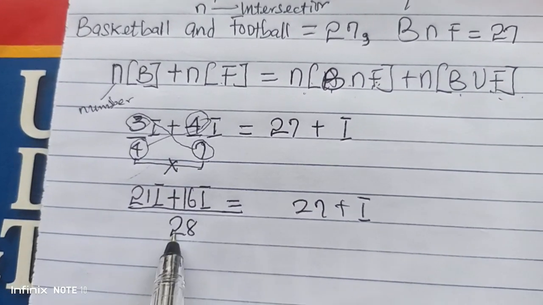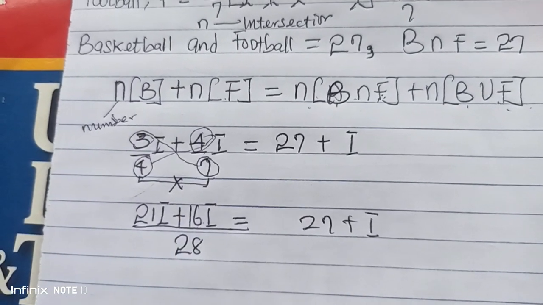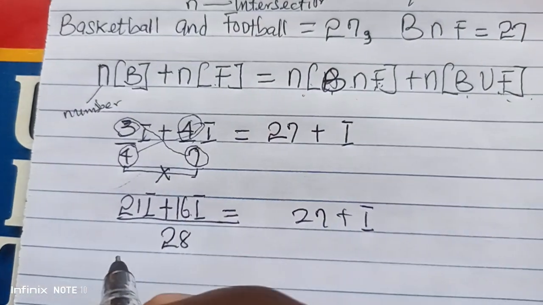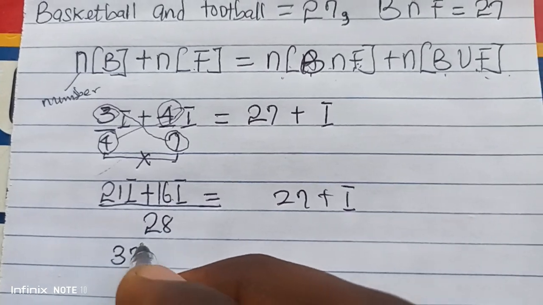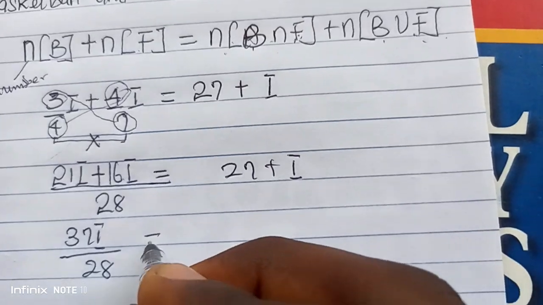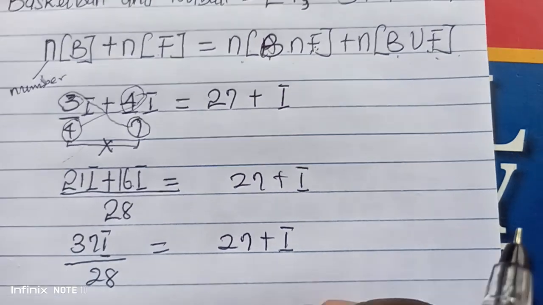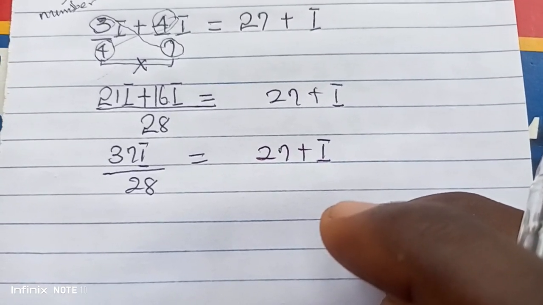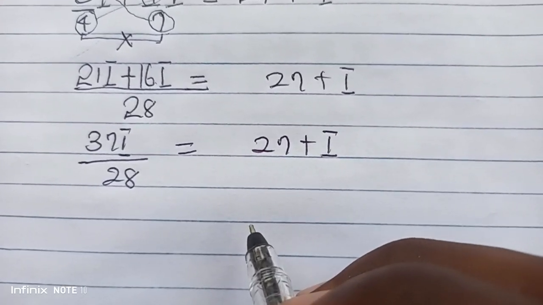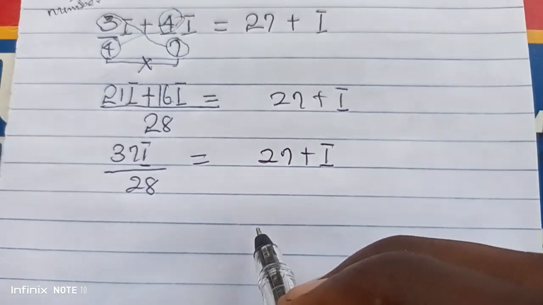Multiply this with this, this. Multiply this with this, this. Multiply this with this, this. Now add 21 plus 16. That gives you 37i over 28. Okay, and this is 27 plus i. It's not taken now. So what we're going to do here, we can cross multiply, we can also collect like terms, but we can do any of the two, it will work.